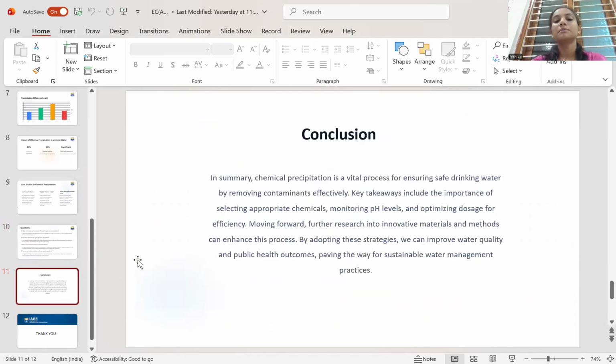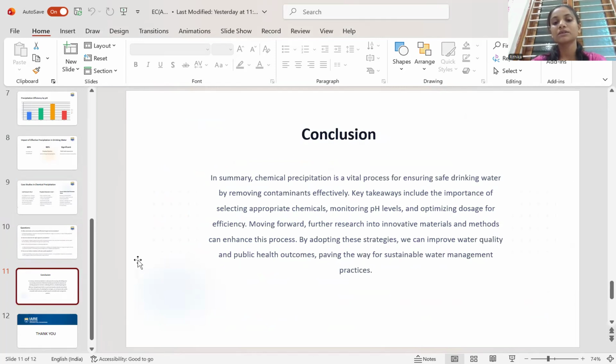Conclusion. By this, what we can conclude is that chemical precipitation is a vital process for ensuring safe drinking water by removing contaminants effectively. Takeaways include the importance of selecting appropriate chemicals, monitoring pH levels, then optimizing dosage for efficiency. Then, moving forward, further research into innovative materials and methods can enhance this process.